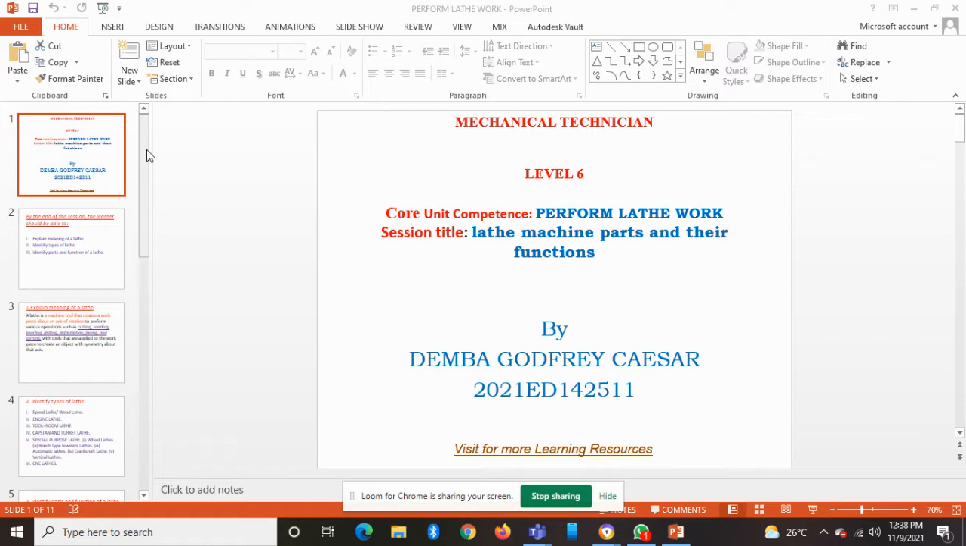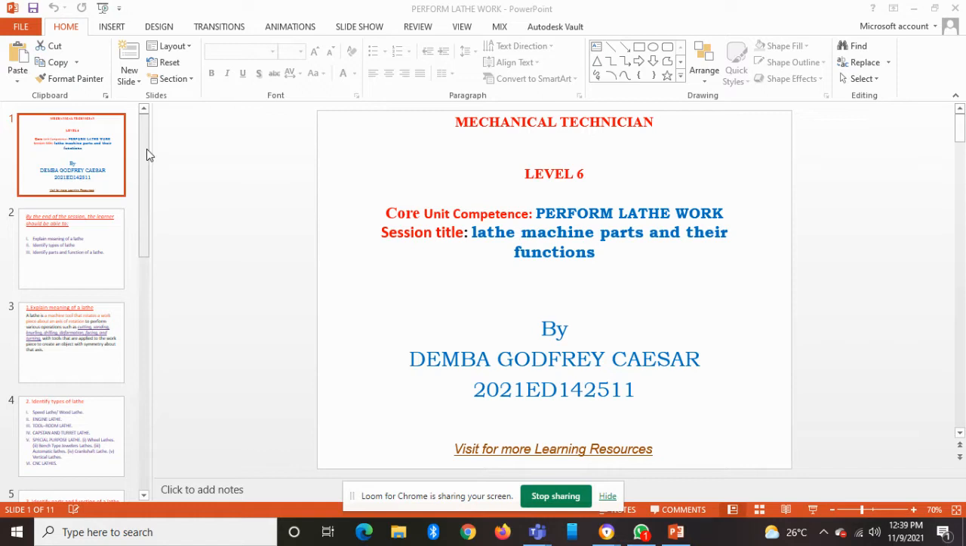Today, the unit of competency is perform lathe work, and the session title is lathe machine parts and their functions. Let me take the roll call. Patrick Ochieng, present. Frederick Kamau, present. Morina Kinyi, absent.